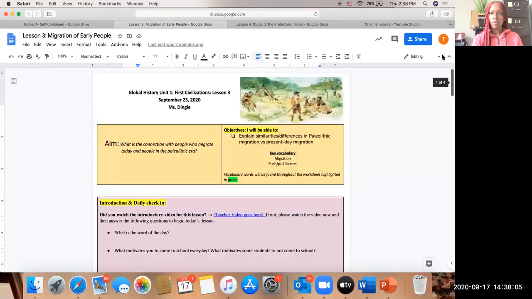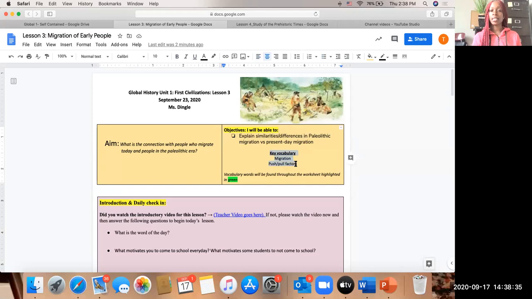All right, so we are moving right along because we are on lesson 3 of unit 1, and today's lesson is called Migration of Early People. The aim for today's lesson is: what is the connection between people who migrate today and people in the Paleolithic era? After today's lesson, you will be able to explain similarities and differences in the Paleolithic migration and the migration in the current day, so today.